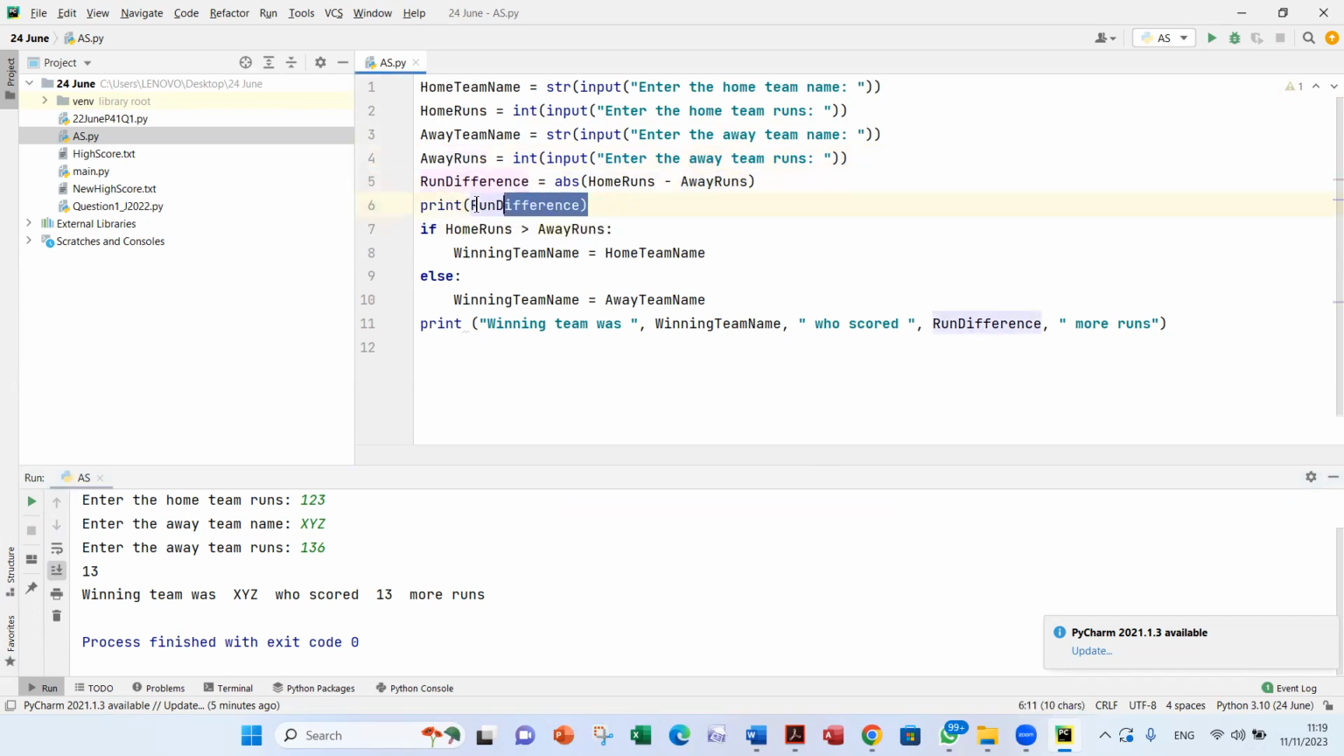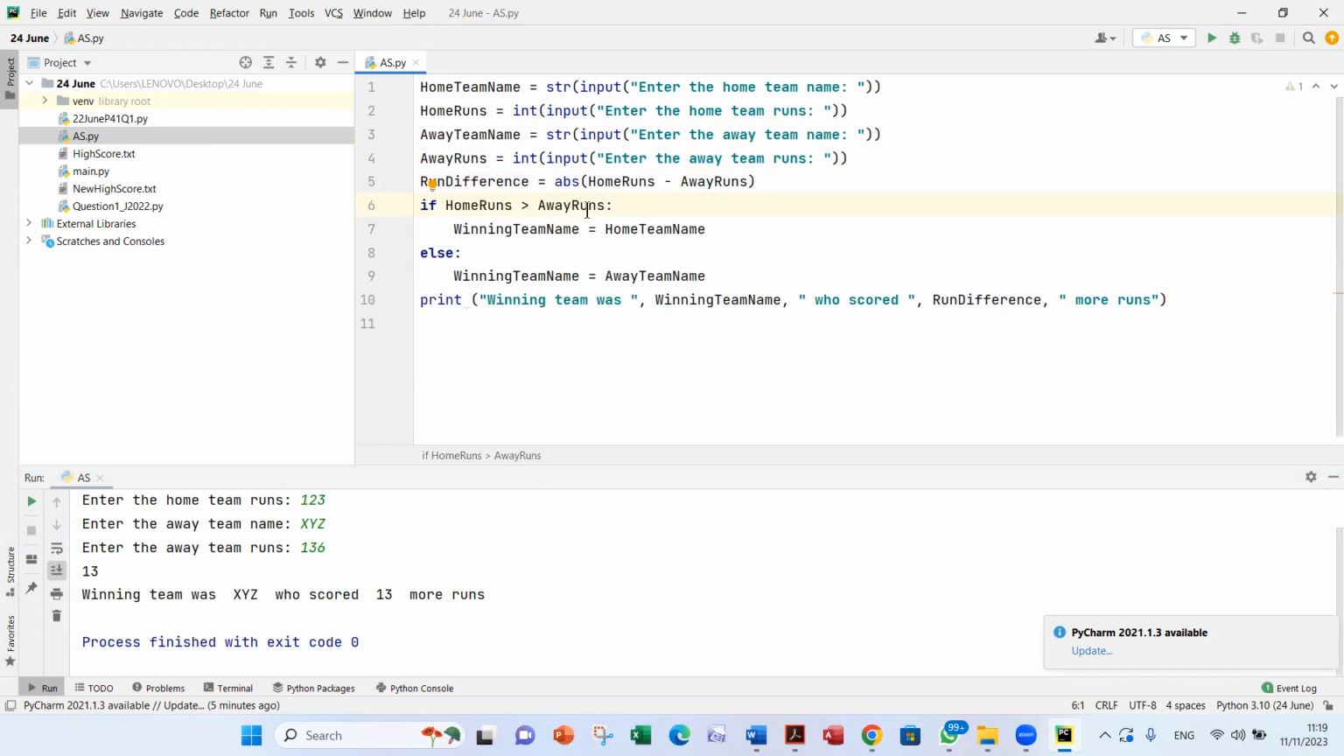Difference is the absolute of home runs minus away runs. What is that absolute? It means taking away the negative sign. This is mathematics. Because maybe that minus that is something negative, and I don't want to see a difference as negative. So ABS is absolute.